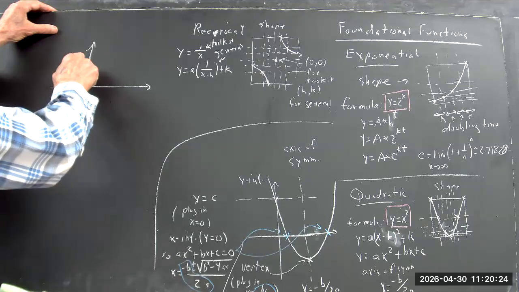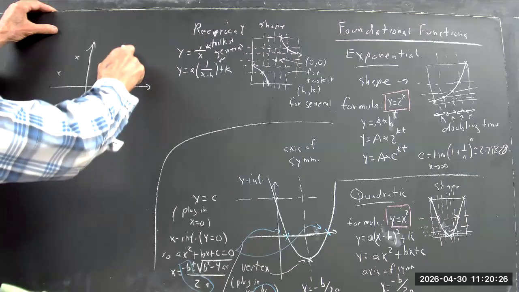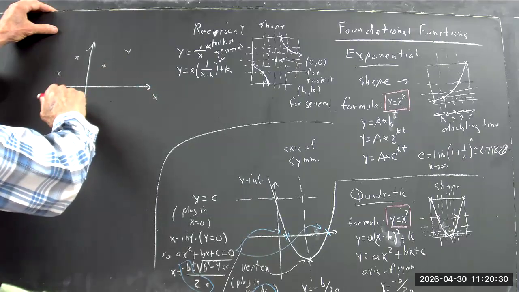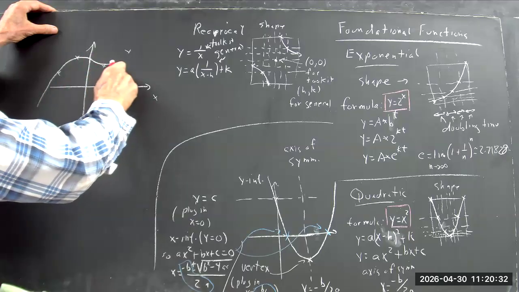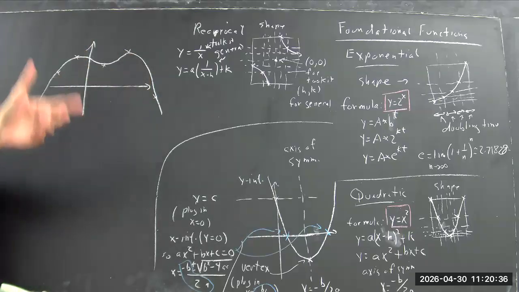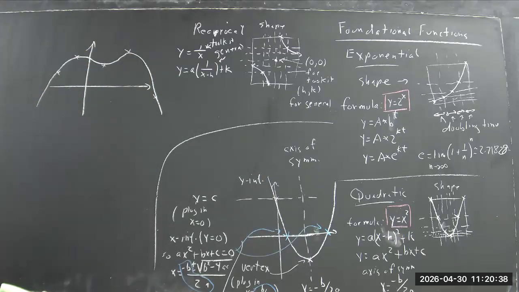So if I give you a bunch of random points where your graph looks like this, well, you can sketch a reasonable graph that goes through those points, as long as the graph is smooth and doesn't double back on itself, in which case it wouldn't be a function.